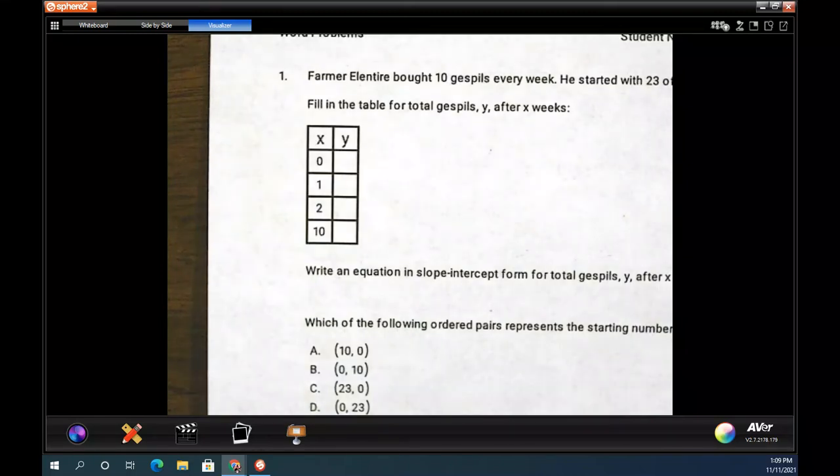Okay, remember, don't worry about if you can't pronounce it. Come up with your own pronunciation. Farmer Ellentire bought 10 Jepsels every week. He started with 23 of them. Fill in the table for total Jepsels Y after X weeks.